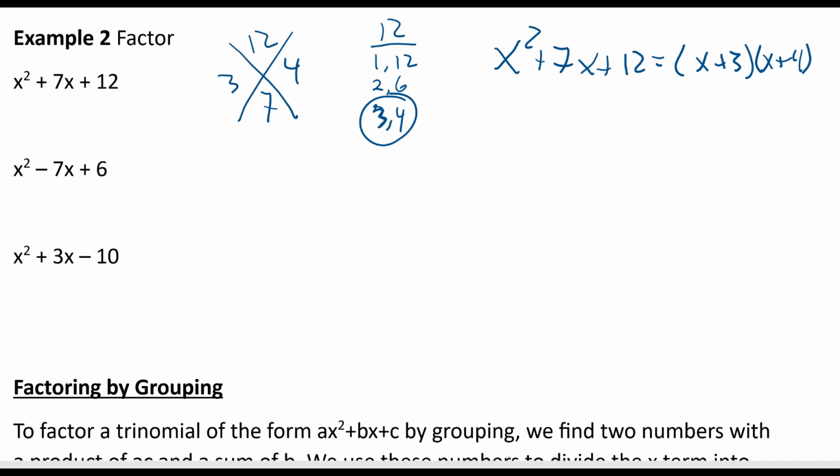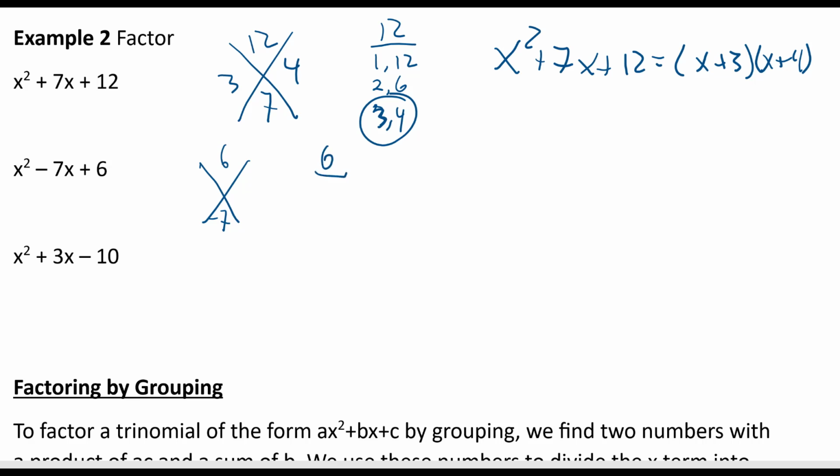Let's look at this next one now. We have x squared minus 7x plus 6. Again, we put the constant up on top, and we put the coefficient of x down below. So what two numbers multiply to be negative 7, but add to be positive 6? Sorry, I said it backwards. Multiply to be positive 6, add to be negative 7.